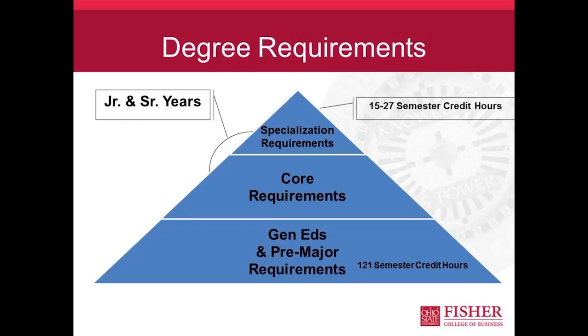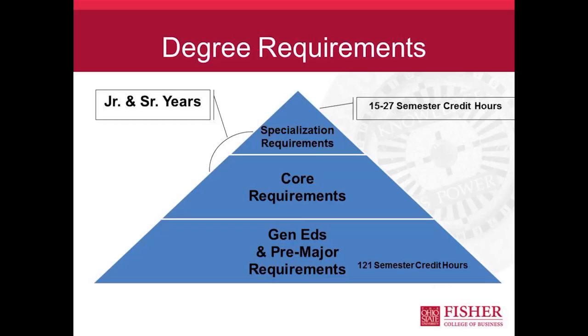This pyramid shows the degree requirements in the business curriculum. At the bottom section of the pyramid, you will see that it consists of Gen Eds and pre-major requirements. Pre-major requirements are taken in the first and second years at Ohio State. Gen Eds are usually started in the freshman year, but you may continue to take Gen Eds throughout your entire career at OSU.